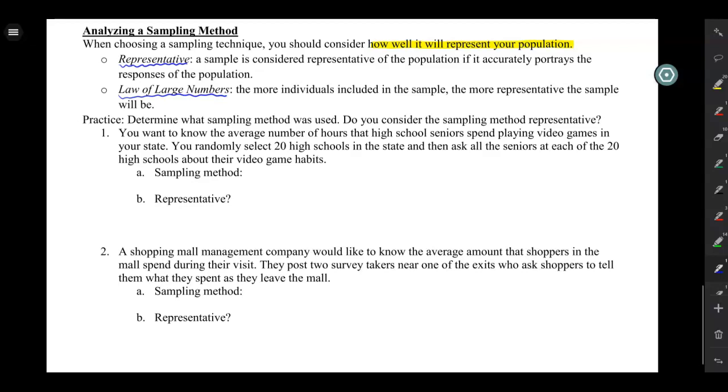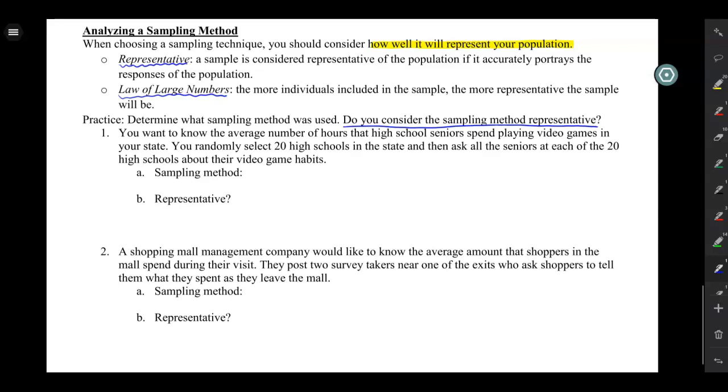So what we're going to do is practice determining a sampling method and then deciding if we consider the sampling method representative. Now this question, do you consider the sampling method representative? There's not necessarily a right or wrong answer here. What we're trying to figure out is what are some pros and cons of this sampling method. So let's look at number 1.